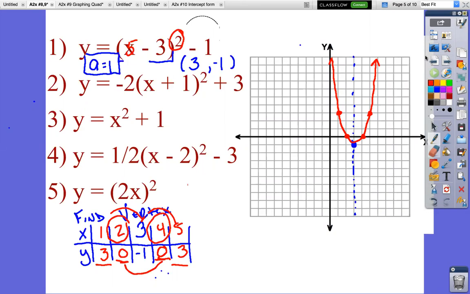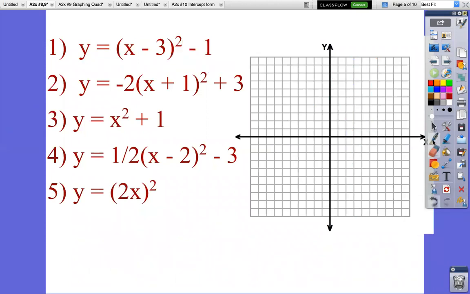Now I'm going to do the same problem a different way. So I'm not even moving on to number 2 yet. I'm going to do the exact same problem in a different way. My vertex is the point 3, -1. Again, any questions on why my vertex was positive 3, -1? All right. So I still want to draw in that axis of symmetry, and notice I'm putting in a dotted line because it's actually going to help me.